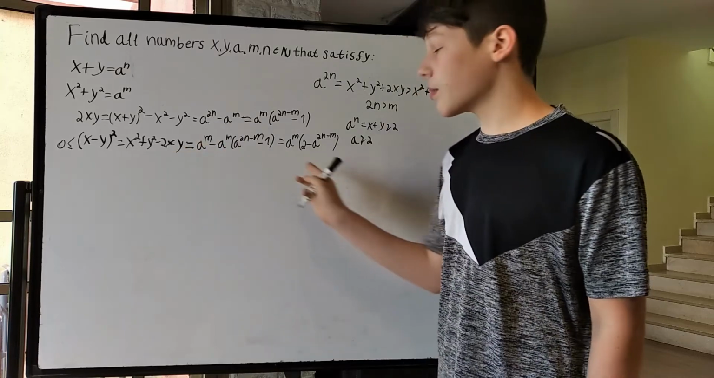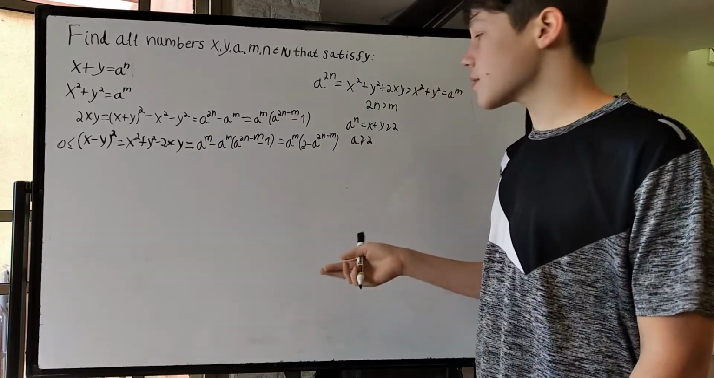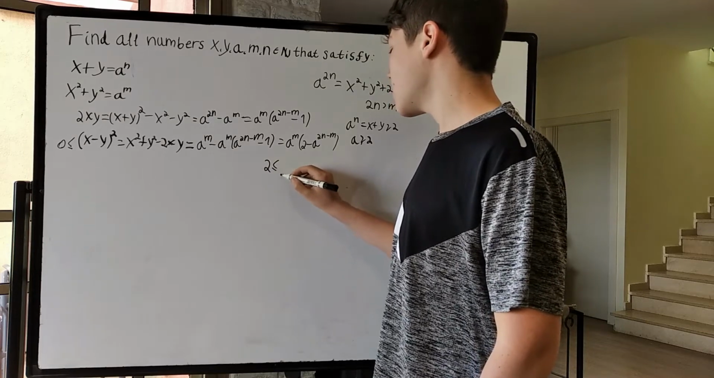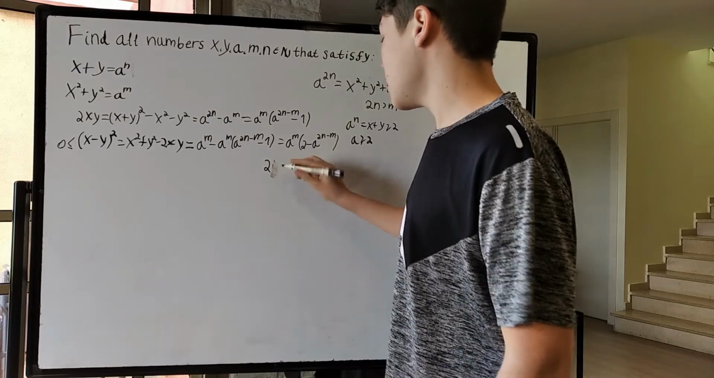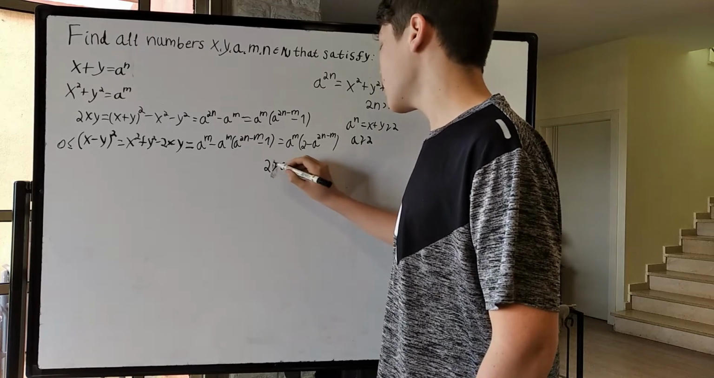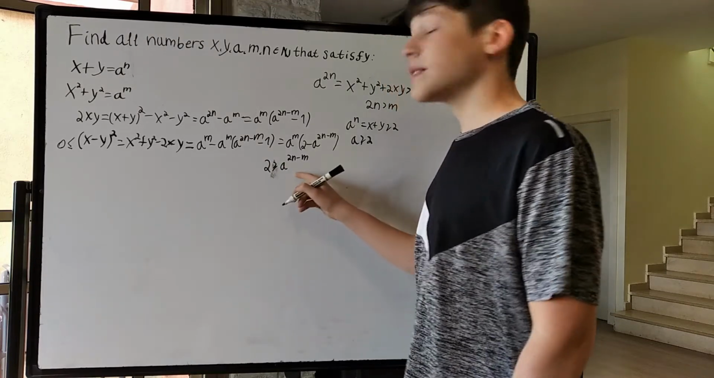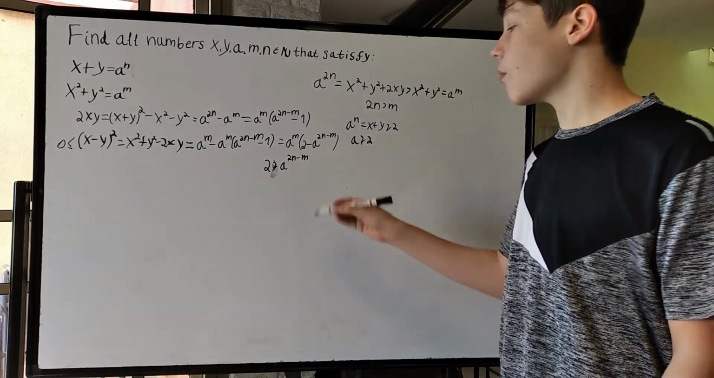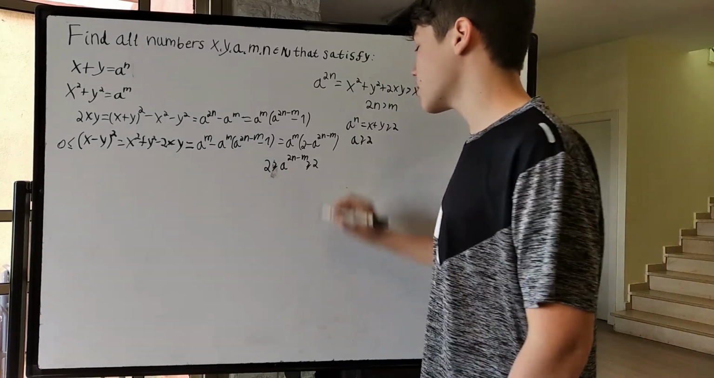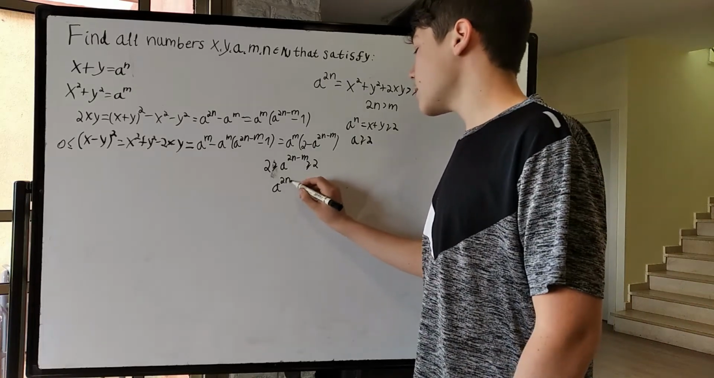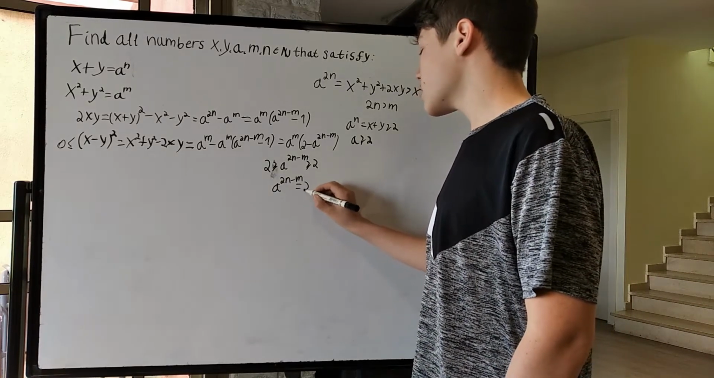But now, this is a to the m times 2 minus a to the 2n minus m. And we know this is bigger than or equal to 0. And a to the m is obviously bigger than 0. So we end up with 2 being bigger than or equal to a to the 2n minus m. But this cannot be 1 because that would require a being 1. So this is also bigger than or equal to 2. So we get from here a to the 2n minus m is equal to 2.